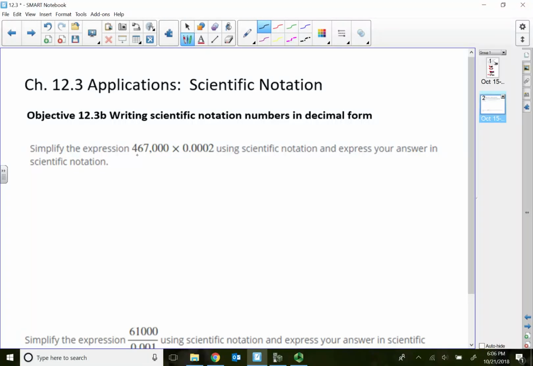Convert each one of these numbers into scientific notation. For the 467,000, this number is bigger than 1, so I know my exponent will be positive. I need to move this decimal between the 4 and the 6, in order for the number in front of times 10 to stay between 1 and 10. So that will be 4.67 times 10 to the how many power? Let's see how many places I'm going to move: 1, 2, 3, 4, 5 places.